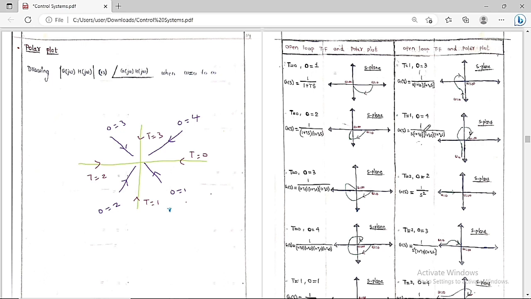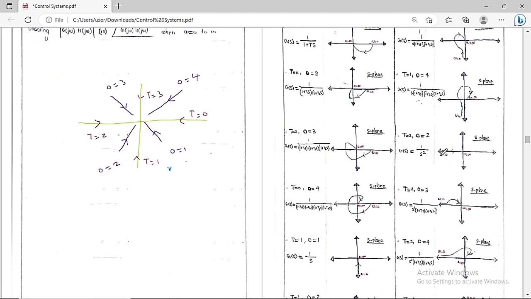Now if you want to draw the polar plot for this open loop transfer function, the starting point is always the type and the ending point is always the order. So it is going to start from here and it will end here. So this is what we are going to see: starting point is here and ending point is here.